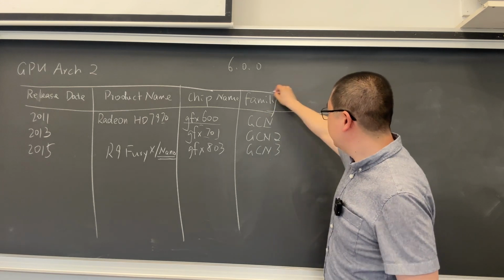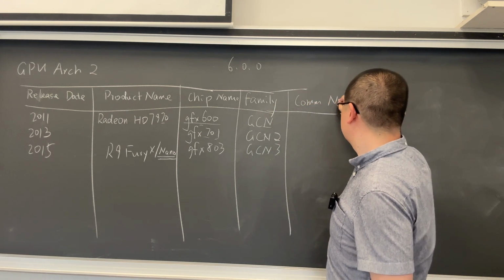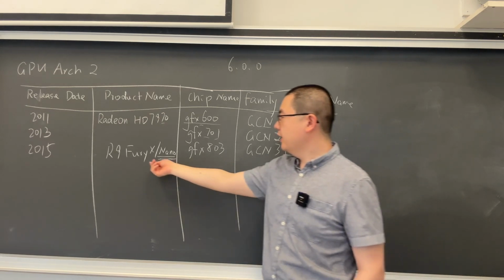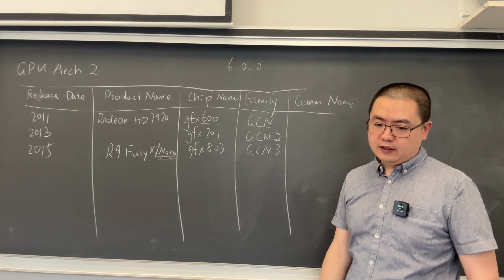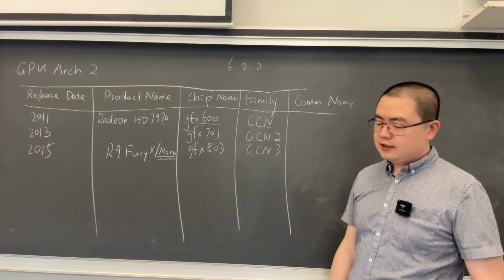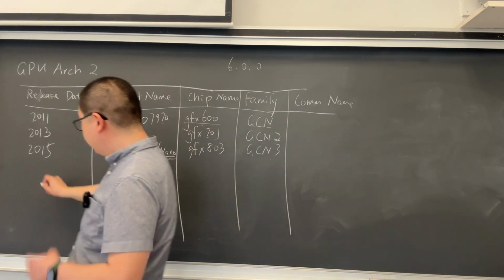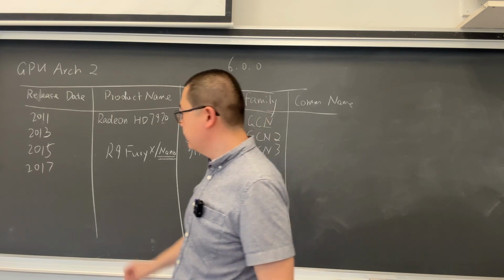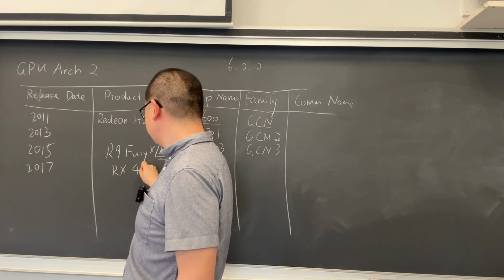I will also give a commercial name. They don't really have a commercial name, they only have the product name here, so the commercial name is for their family. Okay, so this is GCN3, right? Then it's interesting that in 2017, they started to build this chip called RX 480.